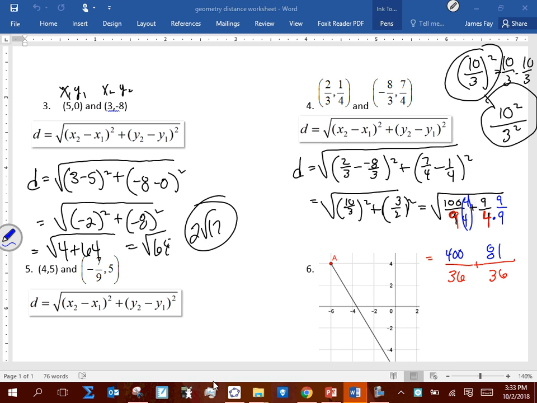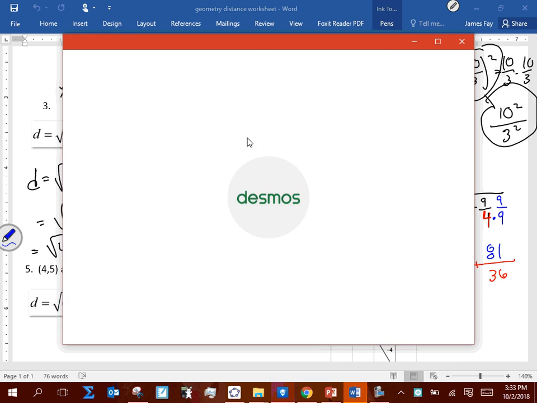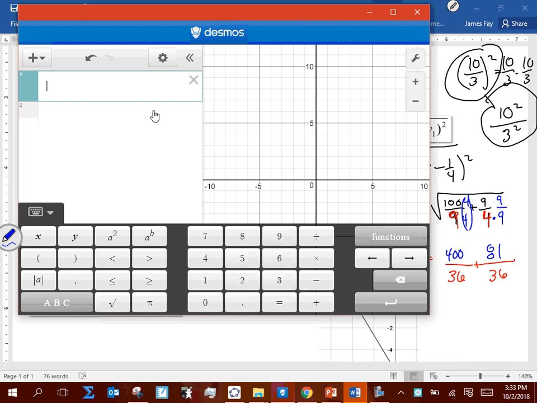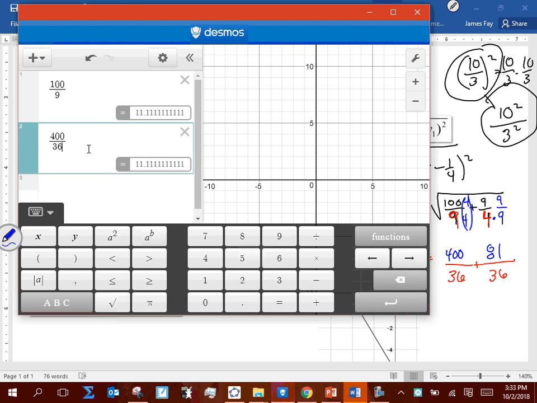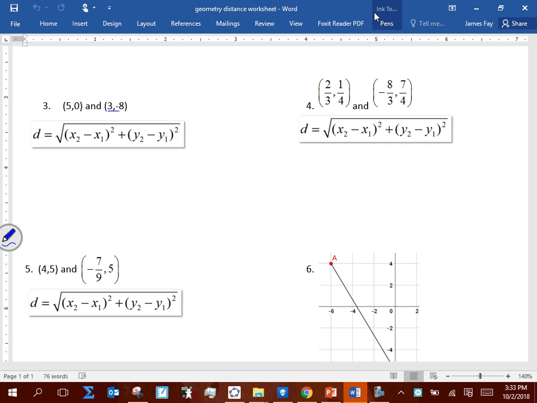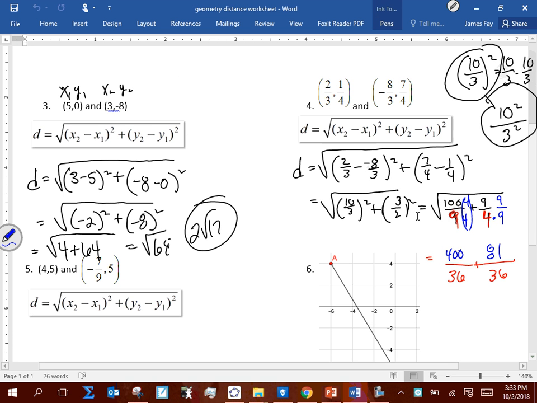Just to show you why that makes sense, if I were to grab my calculator. Okay, 100 ninths gives me that value there. 436s should give me the same thing. Okay, same kind of thing happens with 9/4 and 81/36. And that is all still underneath my radical.